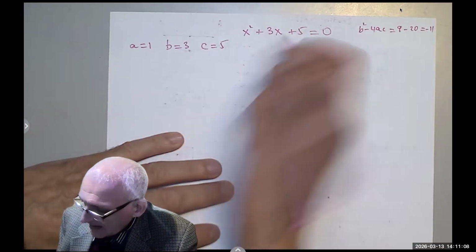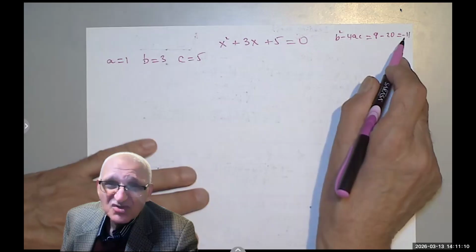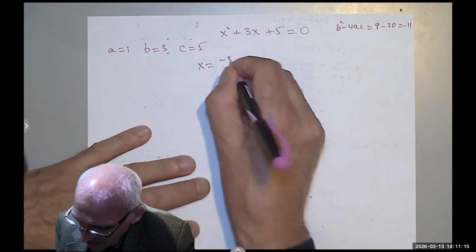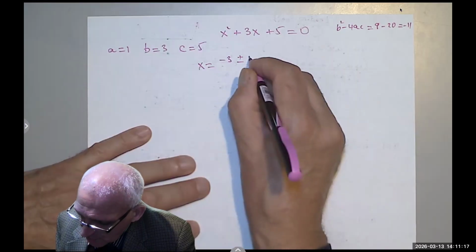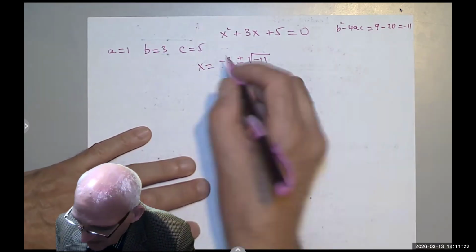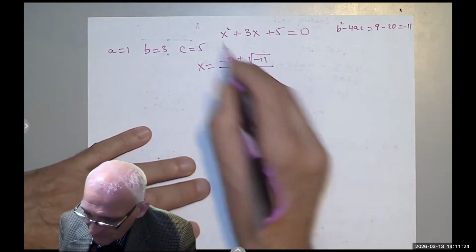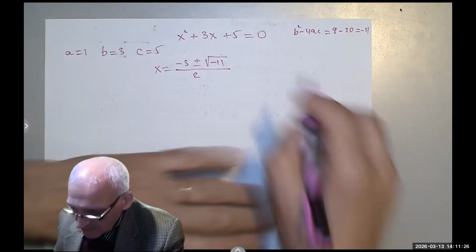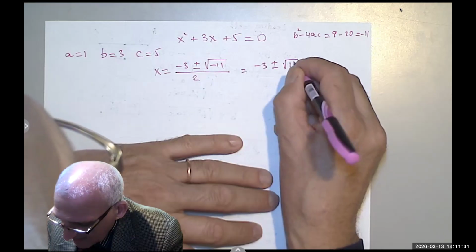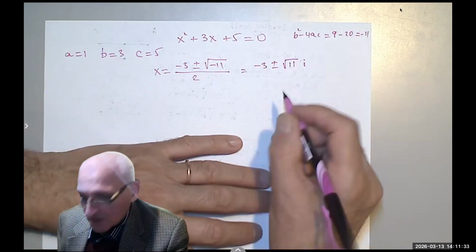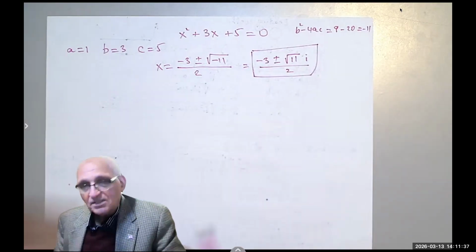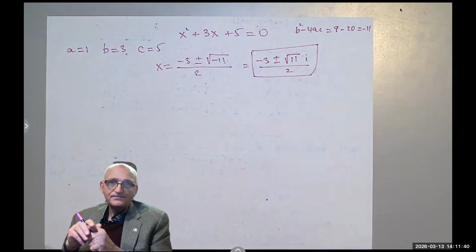Okay, so I already know that this is negative 11, so there is no reason to do it again. I can say x equals negative 3 plus or minus the square root of negative 11, because we already did b squared minus 4ac, there is no reason to repeat it, over twice a. So it would be negative 3 plus or minus the square root of 11 i, or i times the square root of 11, over 2. And that's an imaginary solution.